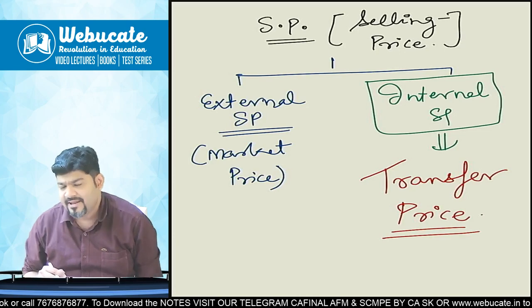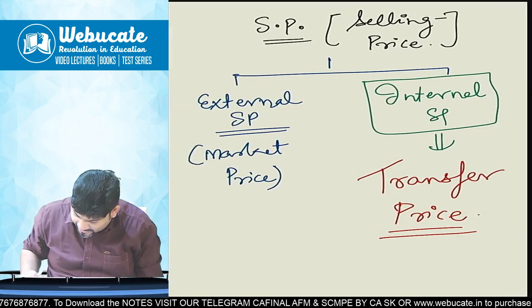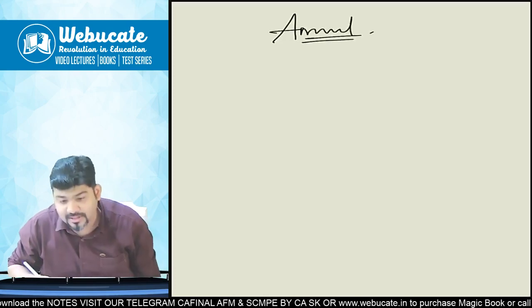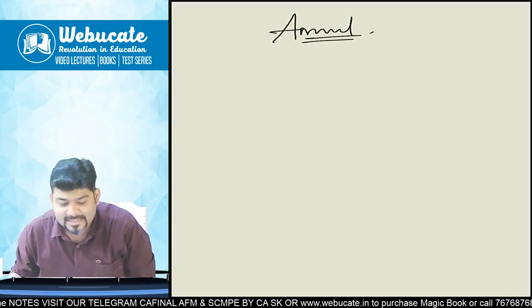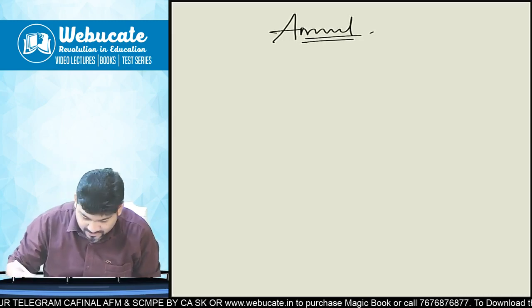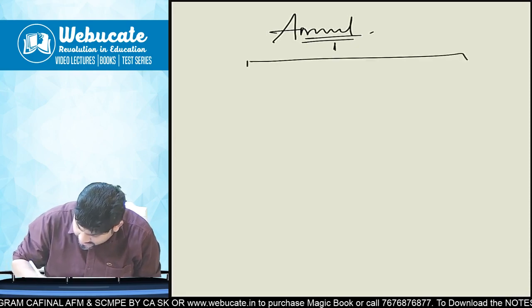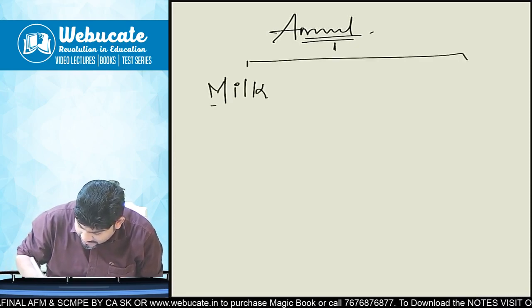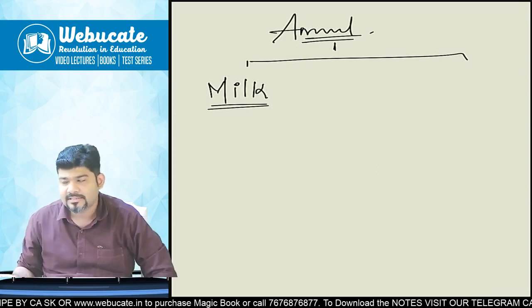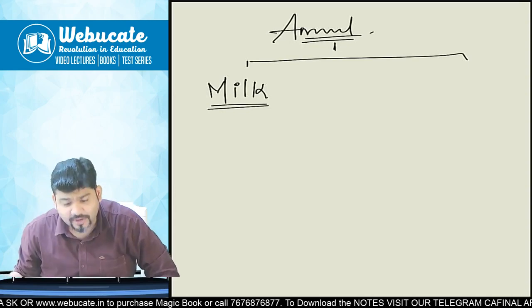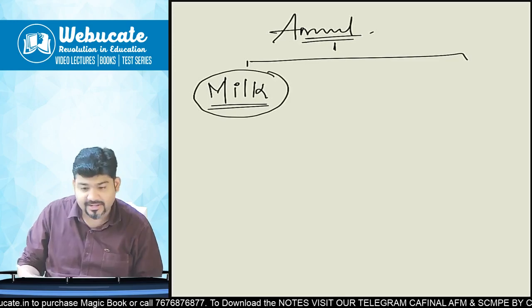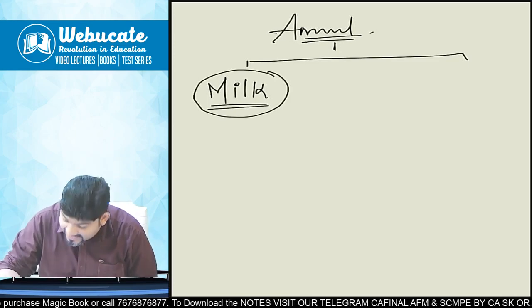Now, sir, why will we sell any goods internally? Let's take an example. The best example that I can bring to you is Amul, the taste of India. Just imagine that you have a factory of Amul. Tell me, what does Amul do? Can I say that, sir, Amul produces milk and sends it everywhere? I'm sure you have heard of Amul, right? It originated from Gujarat and it sells milk to the outside market. Correct. Now, this is where the real game begins.